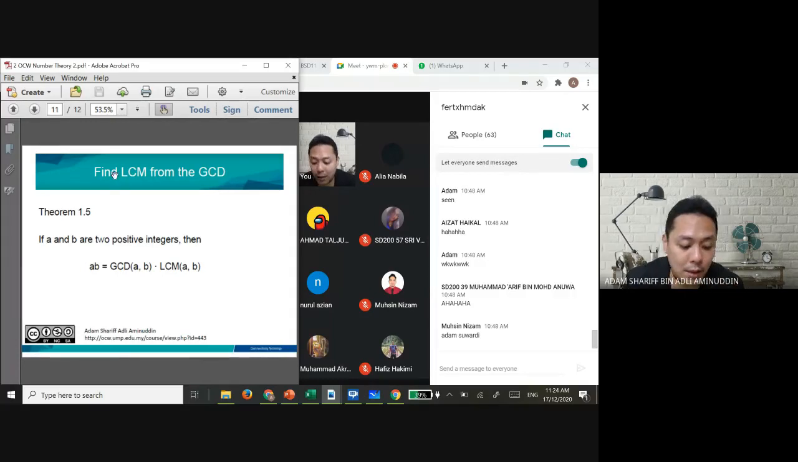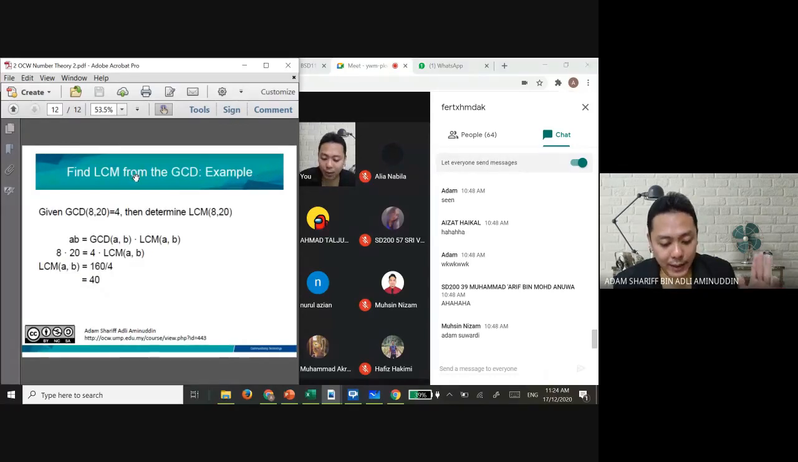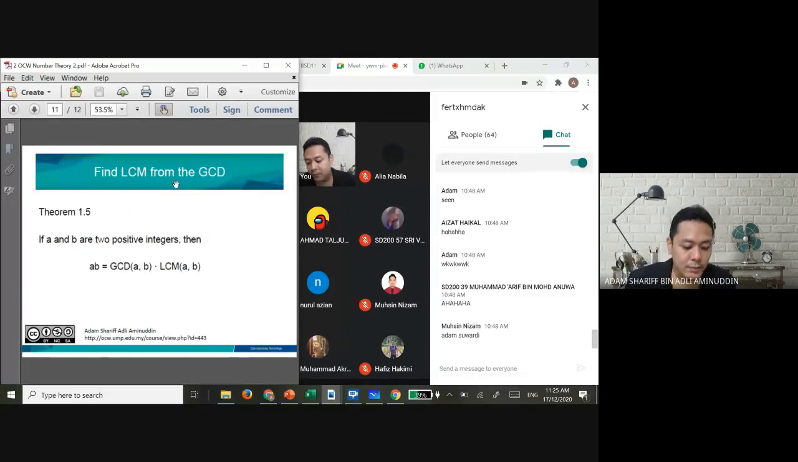Okay. Alright. Tadi kita dah tahu cari GCD. We already know how to find LCM by using the prime factorization method. Now there is one more theorem that is more interesting, which is that the product of two integers is equal to the product of the GCD and the LCM itself. Contoh.